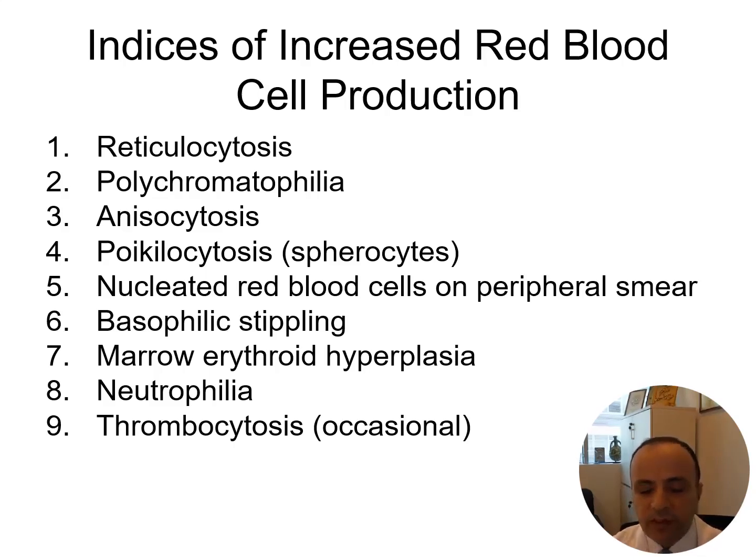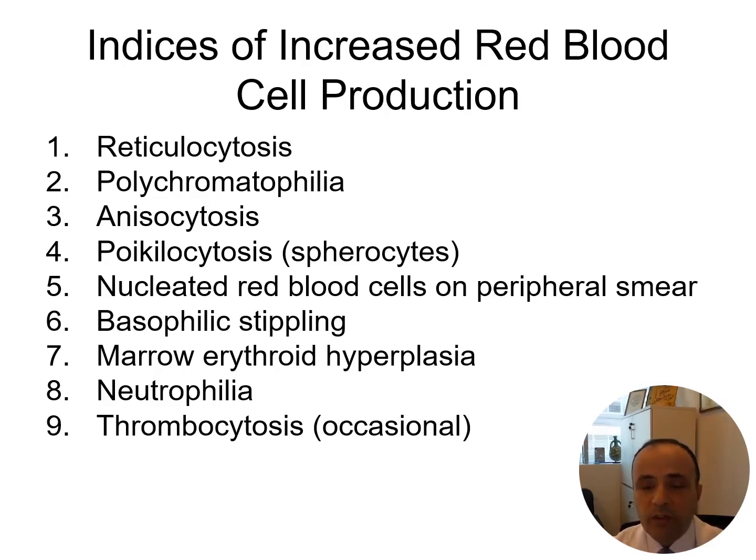Number 6, basophilic stippling. The basophilic stippling is essentially ribosomal deposits from the bone marrow. Ribosomal deposits in the red blood cells. Essentially, again, a sign that these red cells have not fully matured, so you can see some ribosomes inside them.